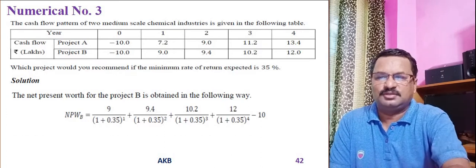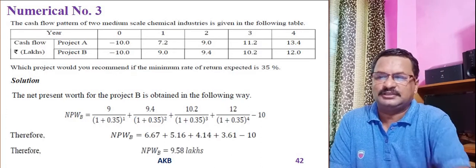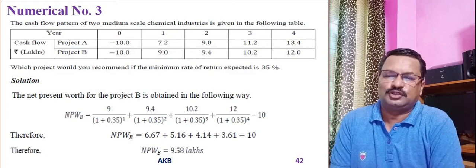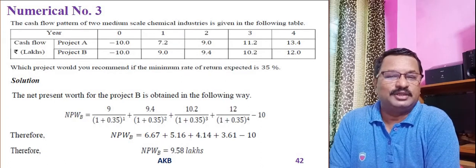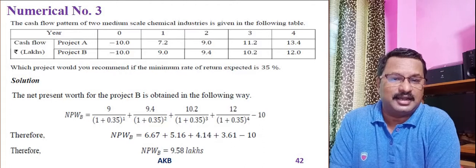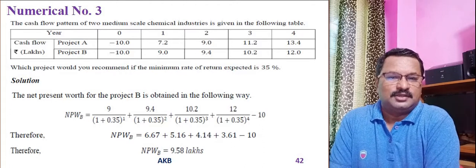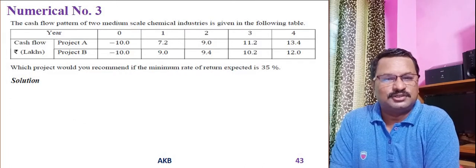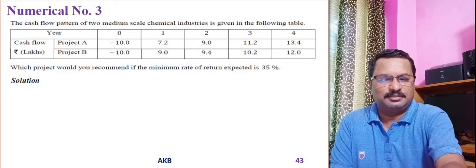So you just have to simplify it, you have to get the figures, and finally you will get the net present worth of project B, which comes out to be 9.58 lakhs. Okay, so now we have got net present worths for both the projects. Now let us compare them.